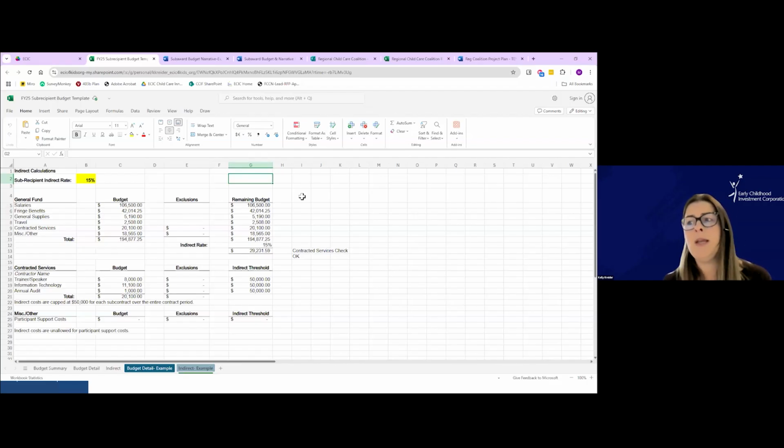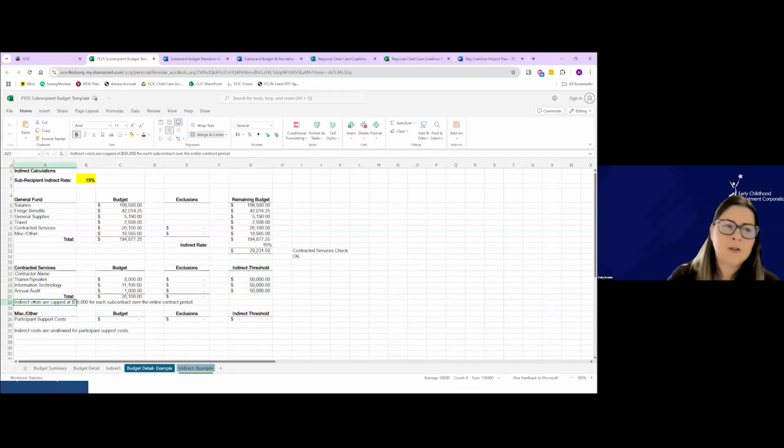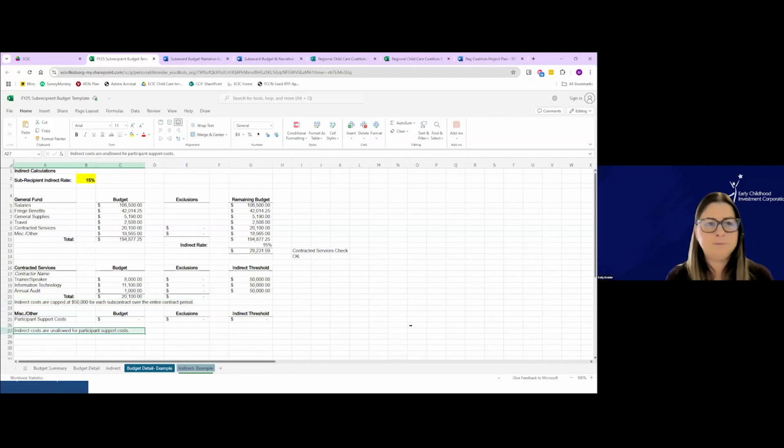A couple of the key points here are, for any contract or subcontract that you have, indirect is capped at $50,000. So that section is broken out where you can see on the screen. And you cannot take indirect on participant support costs, and that's at the very bottom. So again, that's where we would capture those costs as a group and make sure that they are accurately recorded here.